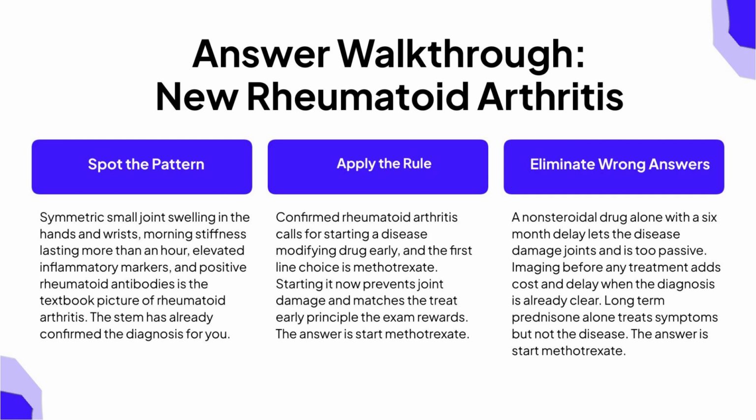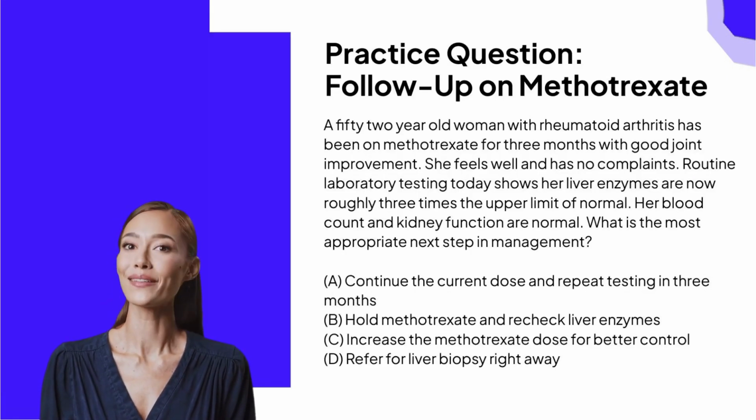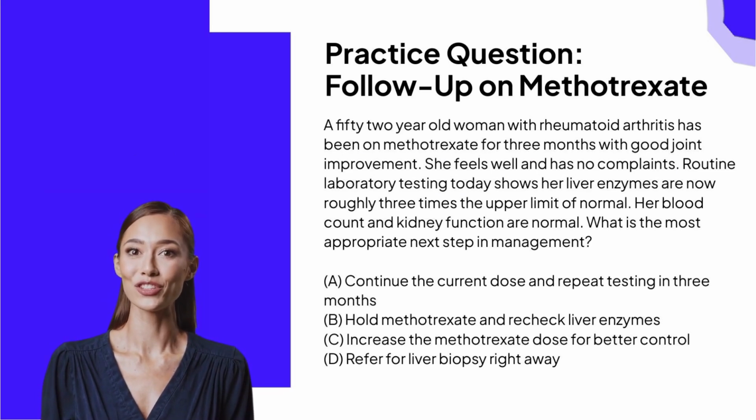The correct answer is to start methotrexate. Here is our second practice question, and this one is all about monitoring. A 52-year-old woman with rheumatoid arthritis has been on methotrexate for 3 months with good improvement in her joints. She feels well and has no complaints.